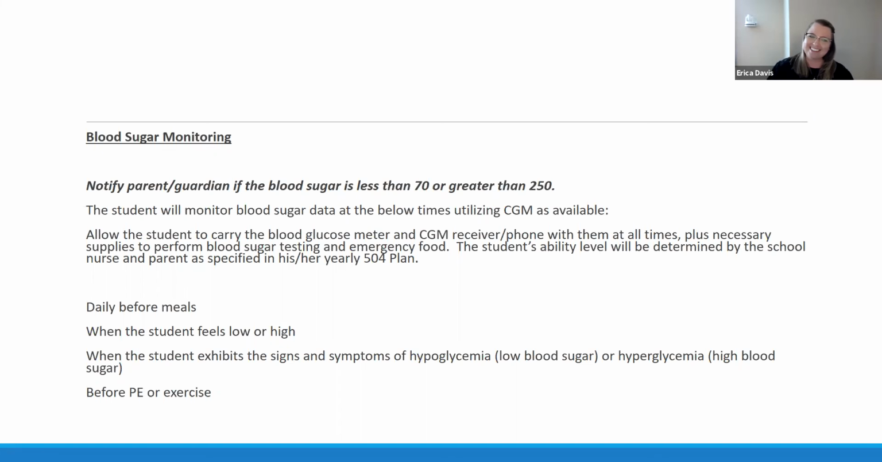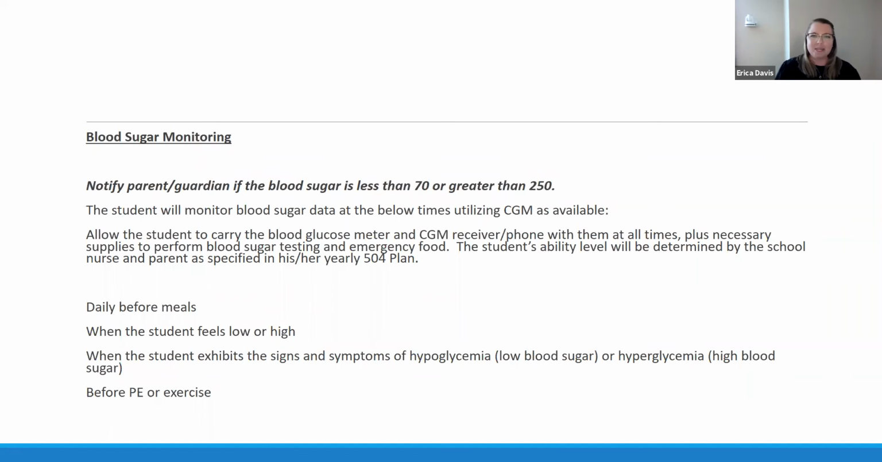You'll also notice in this section that the student will monitor blood sugar data at the below times utilizing CGMs as available. I'm not going to go super in-depth on that because we'll talk about it on the next slide. But again, in a 504 plan between the school personnel and the family, you guys are going to have to figure out how you want to utilize a patient's blood glucose monitoring system, so their actual finger sticks with their blood glucose values and their continuous glucose values, because they work.